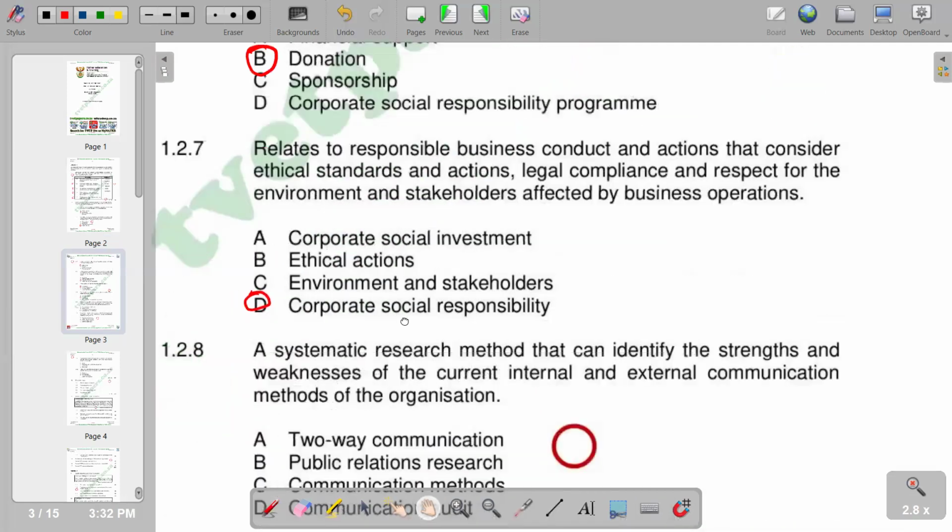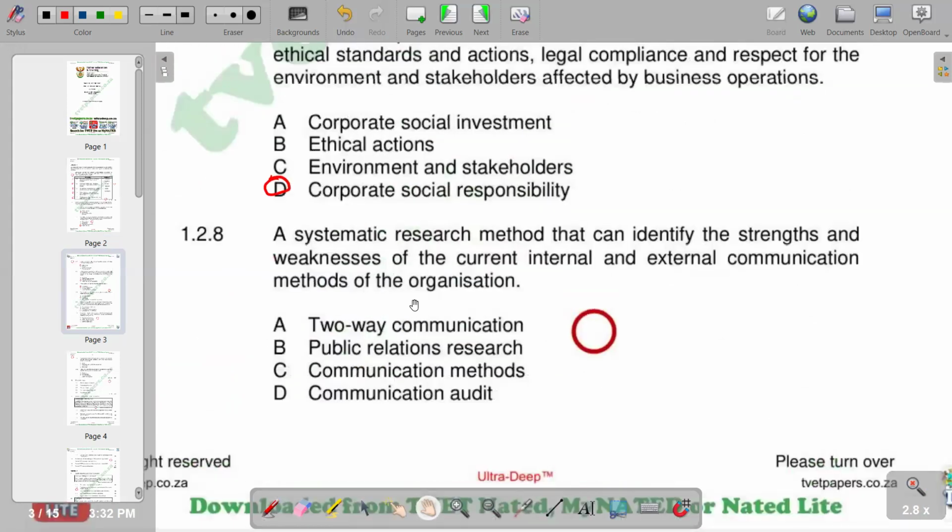Moving on to number 8, a systematic research method that can identify the strengths and weaknesses of the current internal and external communication methods of the organization. On number 8, you'd see that we have two-way communication, publications, research, communication methods, communication audit. So it is the communication audit, which we have on D.